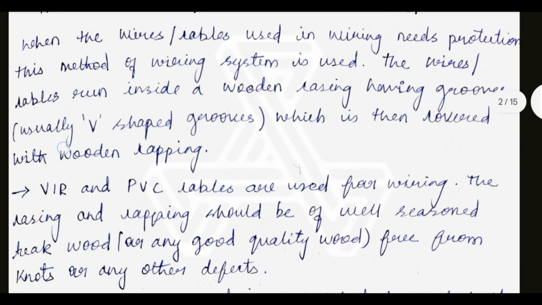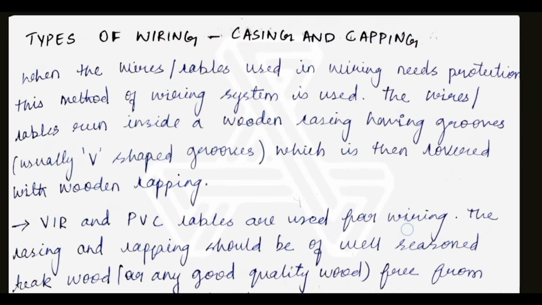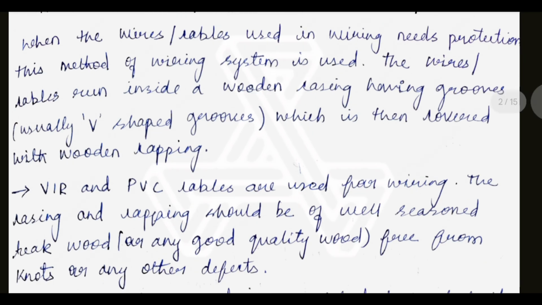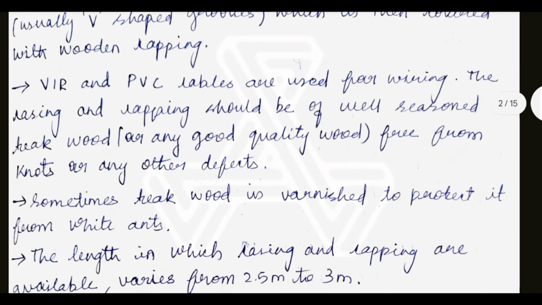When the wires or cables used in wiring need protection, this method of wiring system is used. The wire cables run inside a wooden casing having grooves, usually V-shaped grooves, which is then covered with wooden capping. VIR and PVC cables are used for wiring.